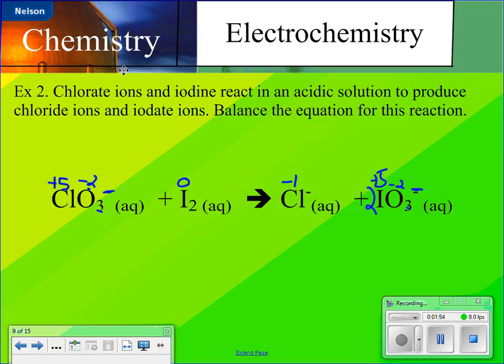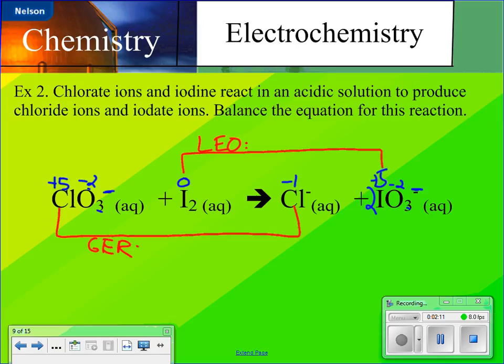Where do we see an increase in an oxidation number? If you look at the iodine, it goes from 0 up to +5. So this is lose electrons oxidation. The chlorine goes from +5 down to -1. It's reduced. So this is a gain electron reduction. For each of these iodine to go from 0 up to +5, it requires a loss of 5 electrons. That's per iodine. But because I have 2 of them, that gives me a total of 10 electrons.